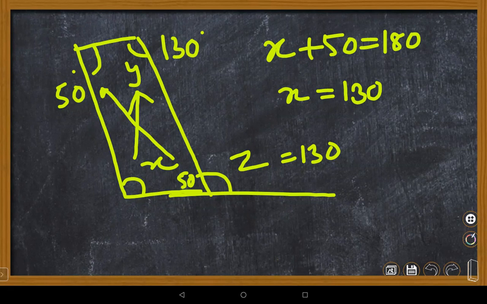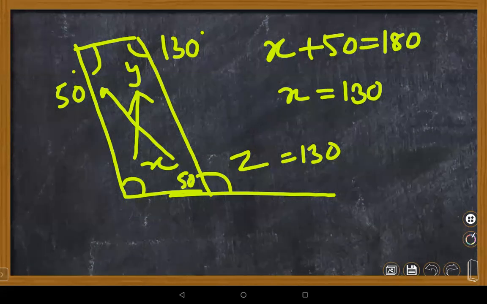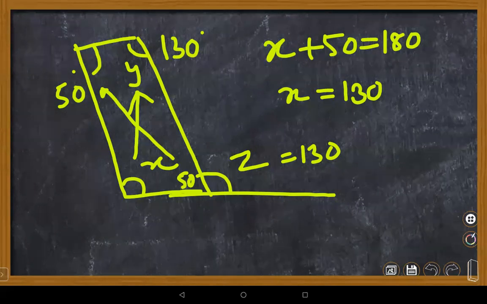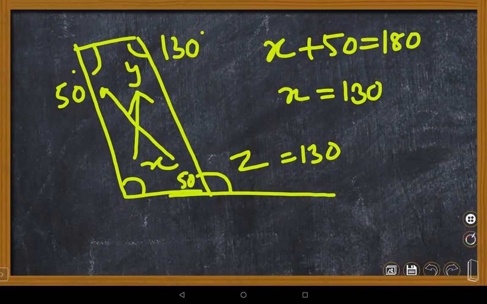Any doubt in this figure? How to find out the values of X, Y, and Z? To find out the values of X and Y, I'm taking the adjacent angles or supplementary property, children. So X plus 50 equals 180, X equals 180 minus 50. The same way, Y plus 50 are adjacent angles, so Y plus 50 makes 180. So Y equals 180 minus 50.